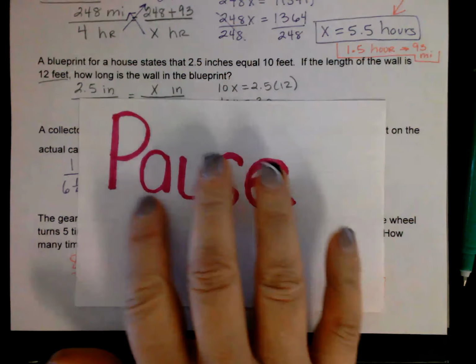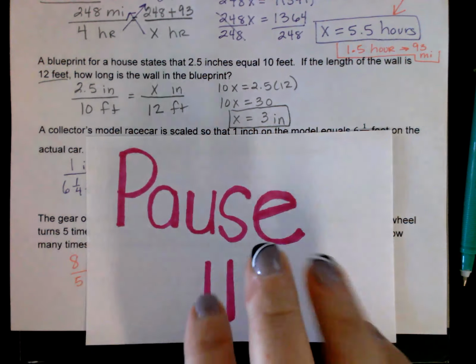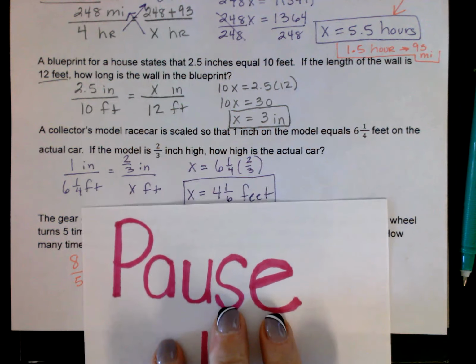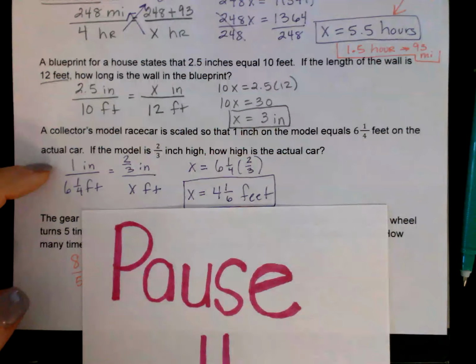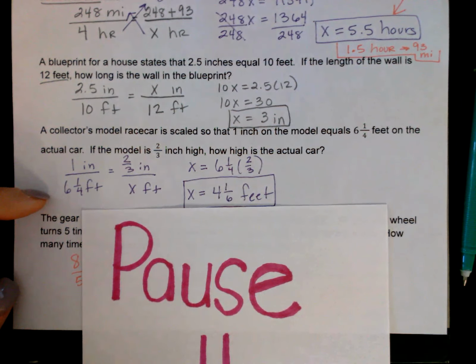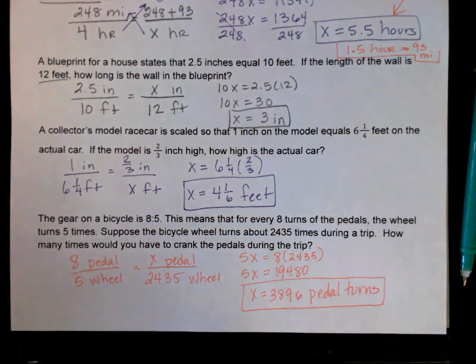Thank you for pausing. Okay, for the blueprint in the house, I ended up with, on the blueprint, that wall would be 3 inches. Then we started talking about someone who does model race cars. When I was done, I set up the given factors. 1 inch in the model is really 6¼ feet in real life. I aligned my units. Cross product, I ended with 4 1/6 foot. I use the ABC key on my calculator. It is okay with me if you have decimals.